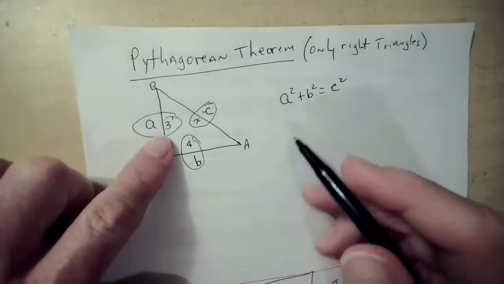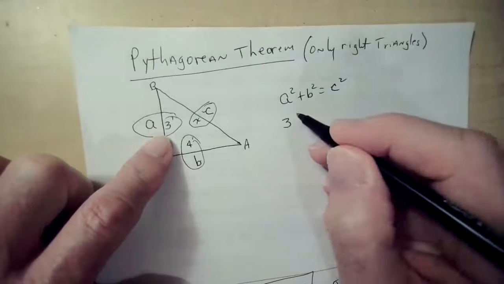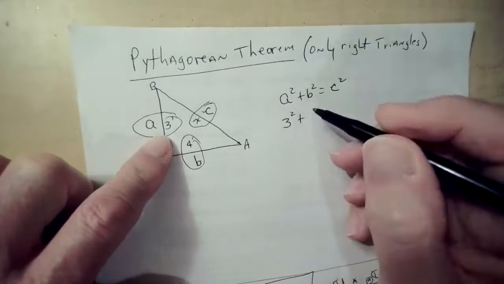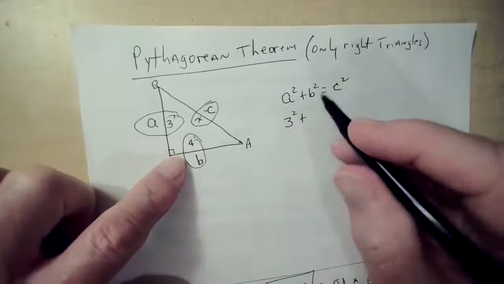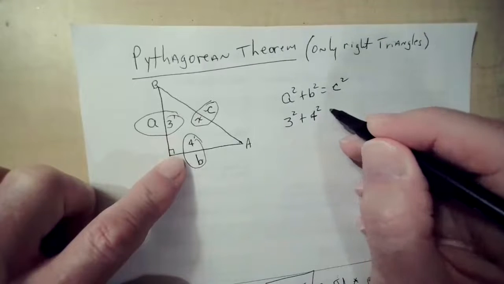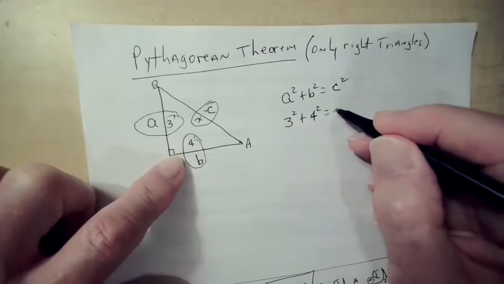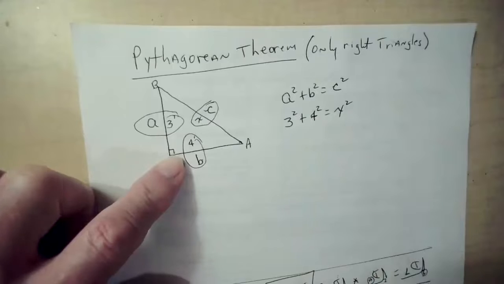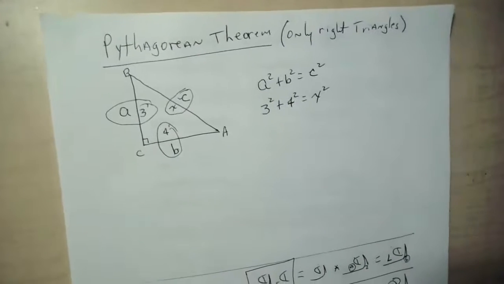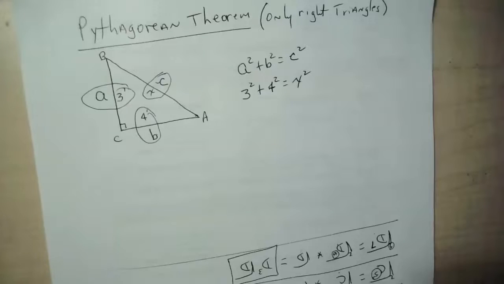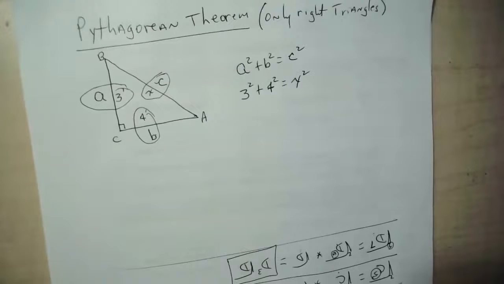So what is the value of C? A is 3 squared, plus B is 4 squared, and C, we don't know. Now this is order of operation.